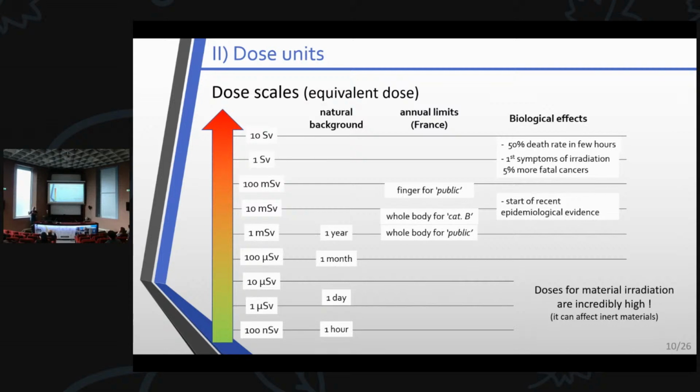In fact, when we speak about material irradiation, we speak about orders of magnitude above that. The doses for material irradiation are very, very high. So high, it can even affect inert materials. Inert materials are very resistant to radiation compared to us.